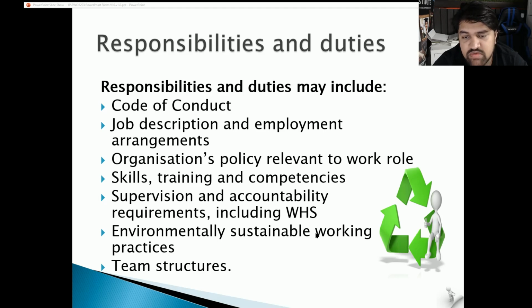Environmentally sustainable working practices and team structures. So this could be, in a management position or a group setting or anything like that, to follow proper structures and proper leadership skills, or working cohesively within the unit of people that you're working with.